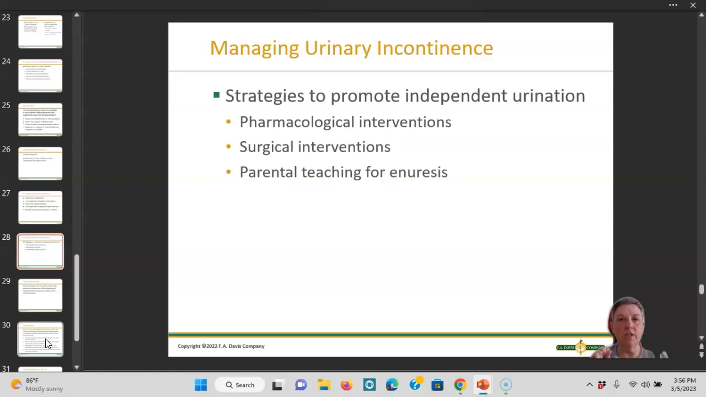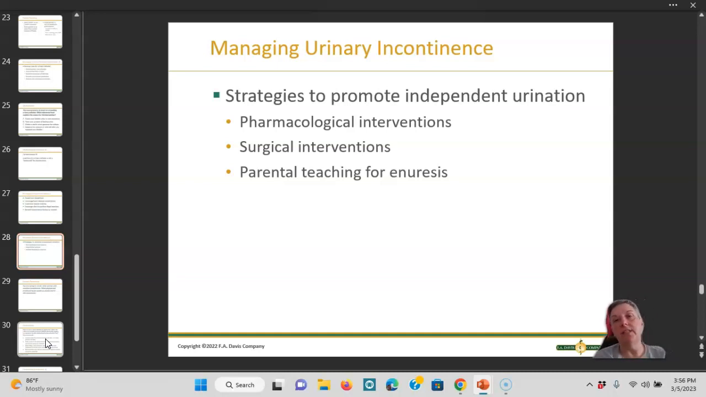So, parental teaching for enuresis. Parental teaching for enuresis usually sounds a lot like: provide medications prior to bedtime, and make sure that they don't miss their medications for bedtime. Also, that it's normal and not to focus on it as much, because it can take up to 3 years to be fully potty trained.